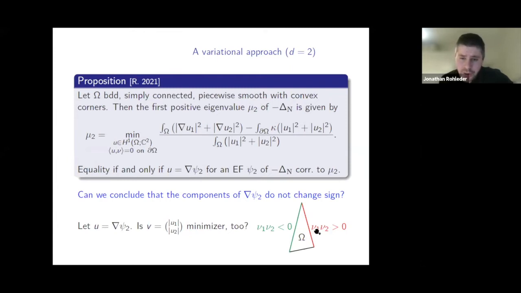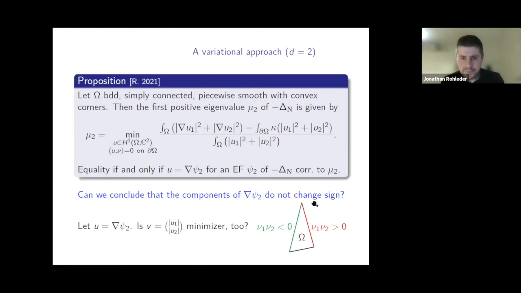So if both components of the normal vector are positive, like here, then u being orthogonal to it means that u1 and u2 must have different signs. But that means if I take the modulus of both, this is not preserved anymore. So after taking the modulus, this will not be orthogonal to the normal on such a part of the boundary. And this basically tells us in which cases we can expect that both components of the gradient are non-sign changing.